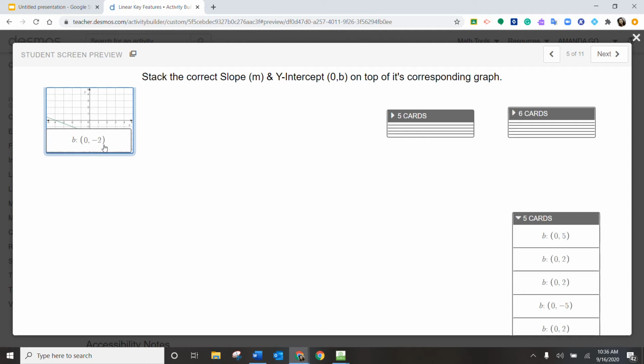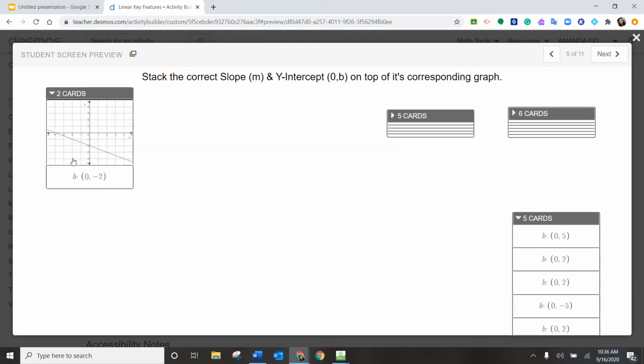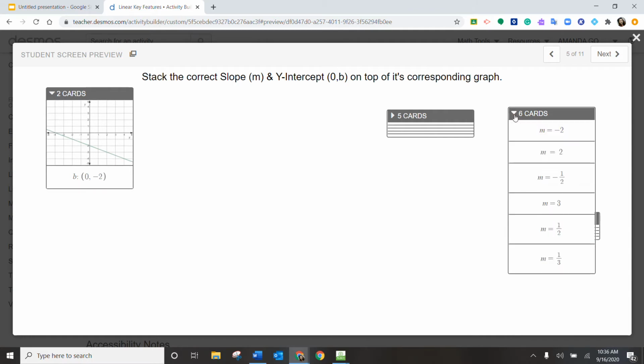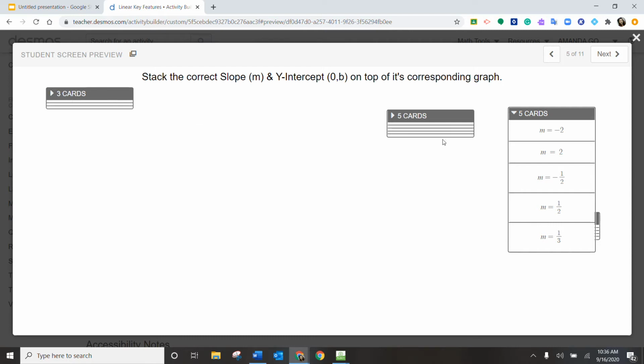Now, once I have identified the correct y-intercept, I go ahead and I stack it up with it. That's only part of it. I also need to locate the correct slope. I already gave you guys the y-intercept. So let's say that this is obviously not correct, that this is the correct slope. I would put it on here, and there we go. I have 3 cards. I'm done with that one.